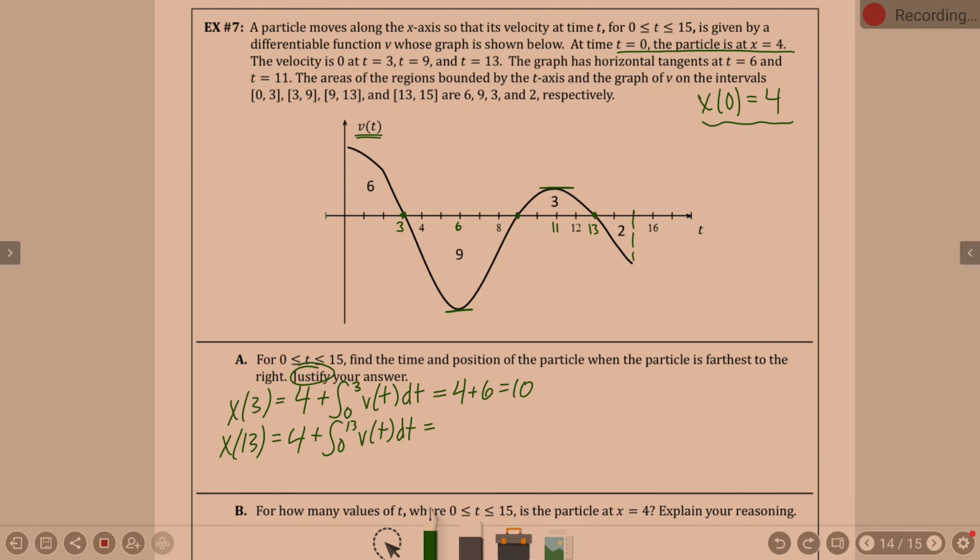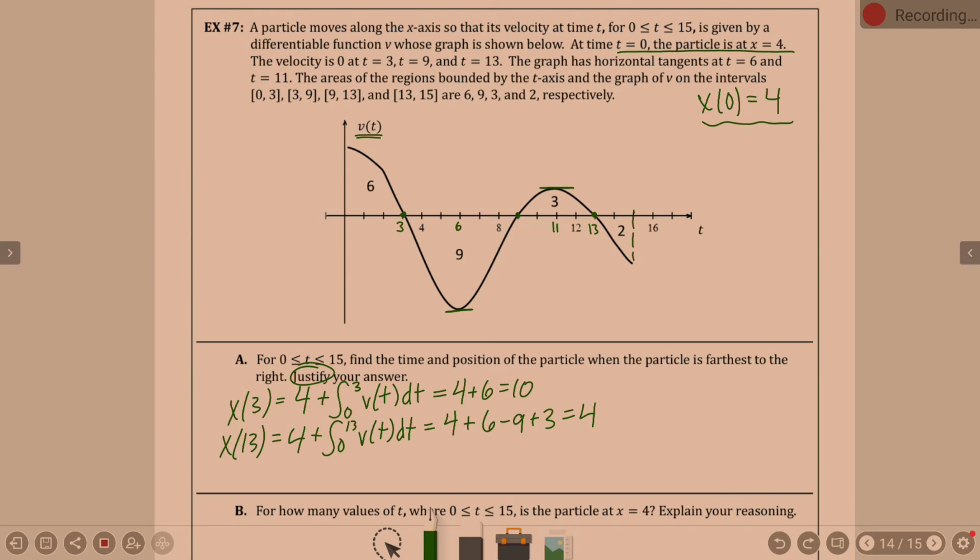Okay, so now from 0, if we do the 4 plus, from 0 to 13, it's plus 6 minus 9 plus 3, which puts me at 4. So, find the time and position. What do we know? The particle is farthest right at time t of 3, and at that time its position is 10, yes?